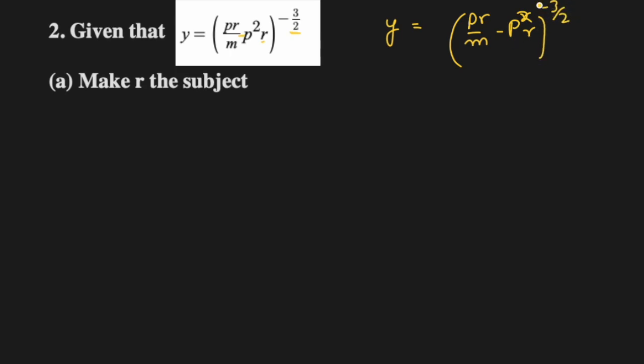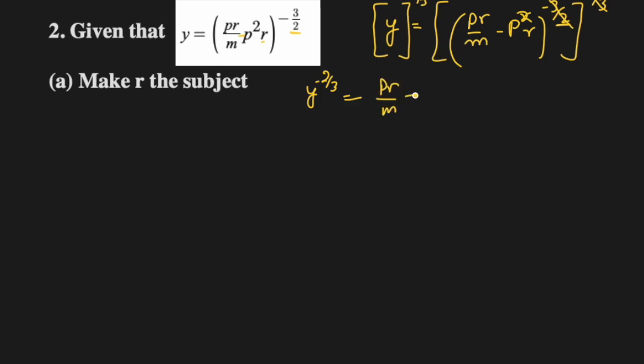So if I want to remove this negative 3 over 2, I will give the both sides like this, and this a reciprocal of this so that it becomes 1. So reciprocal of negative 3 over 2 will be negative 2 over 3, and that's the exponent I'll give here as well. Okay, so what are we left with? Y to the power negative 2/3 is equal to, they cancel out, they multiply and become 1. So PR over M minus P square R.